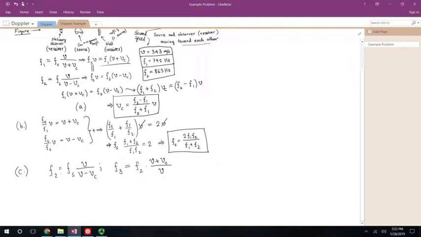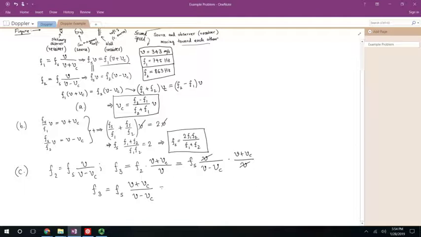I can plug the F2 back into this equation and I get F3 equal to Fs times V divided by V minus Vc, multiplied by V plus Vc divided by V. The V's will cancel, so I get F3 equal to Fs times V plus Vc over V minus Vc. But what was Fs? We know Fs from the previous formula is 2 f1 f2 over f1 plus f2.